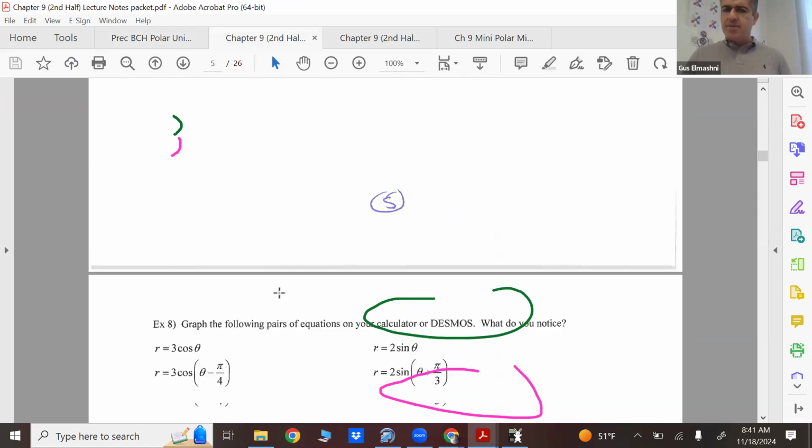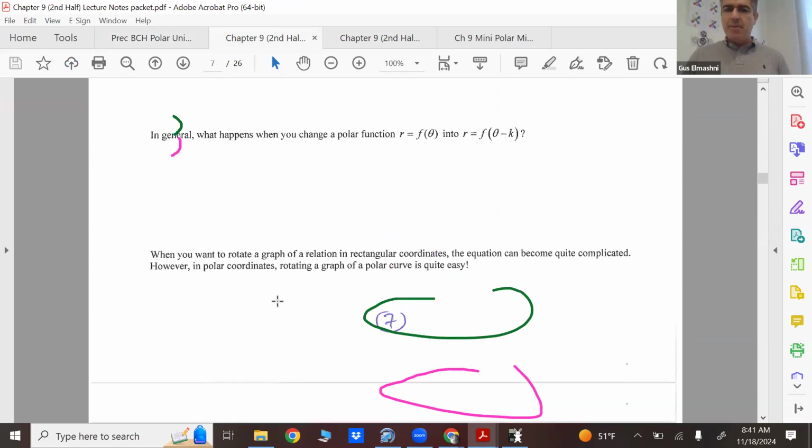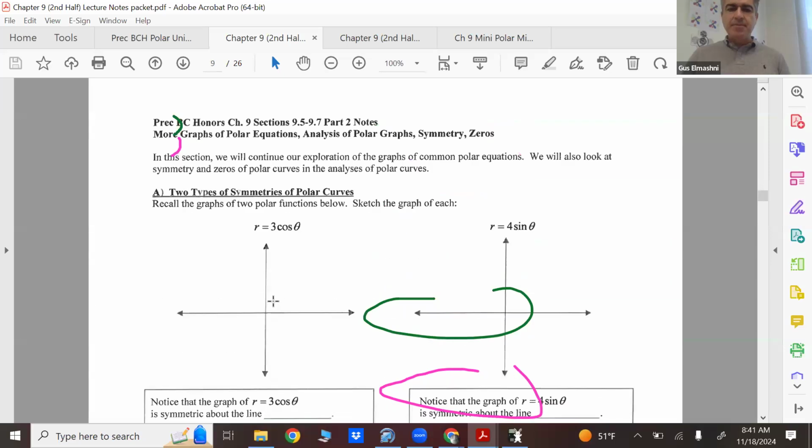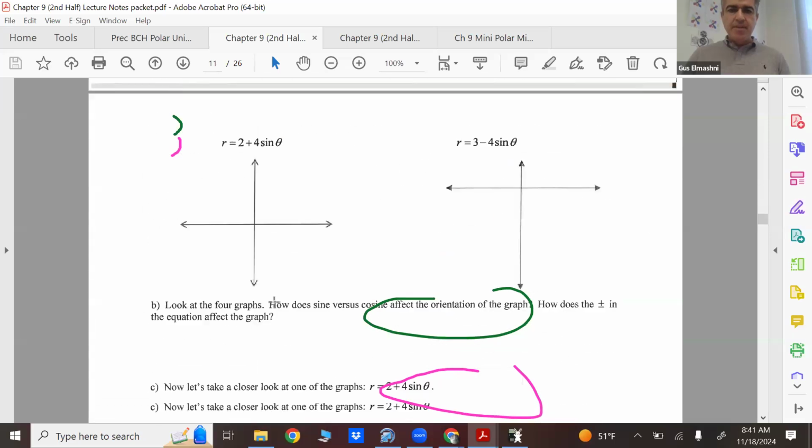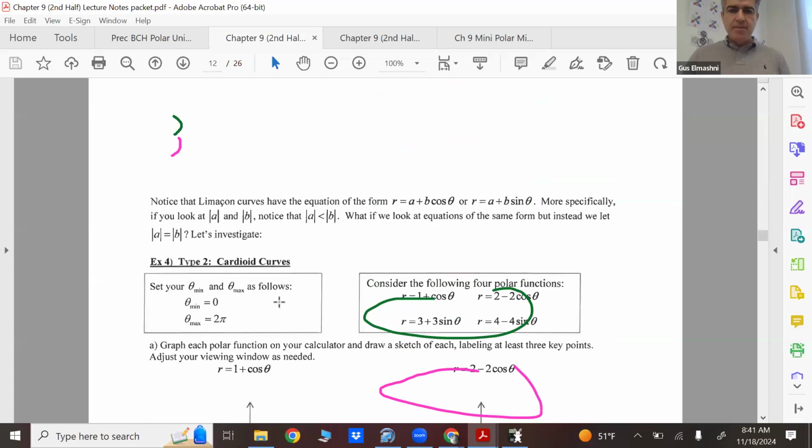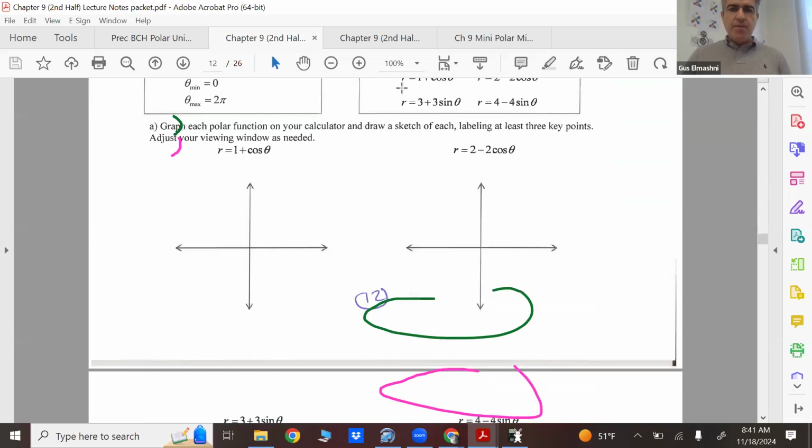I think we finished cardioids last time. I didn't quite do all of it, but I think we did enough to make sense of it. Let me just show you the filled out notes, just so you know what we got.